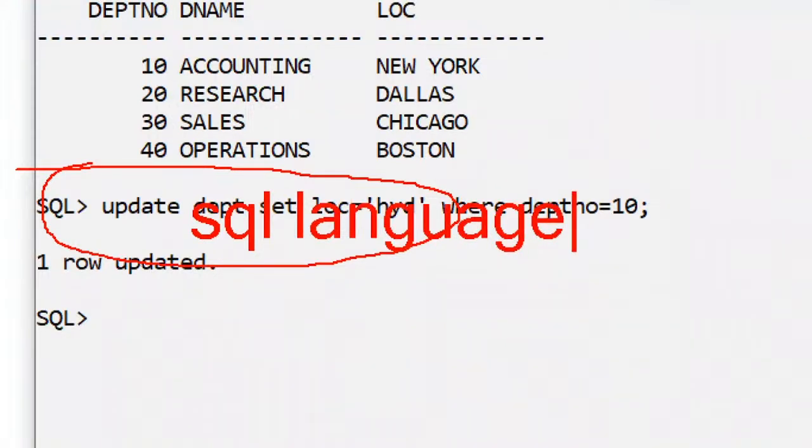Variables are not there, loops are not there, conditions like if and case are not there. It's a very easy, non-procedural language. One or two or three lines of coding is there. Simple.